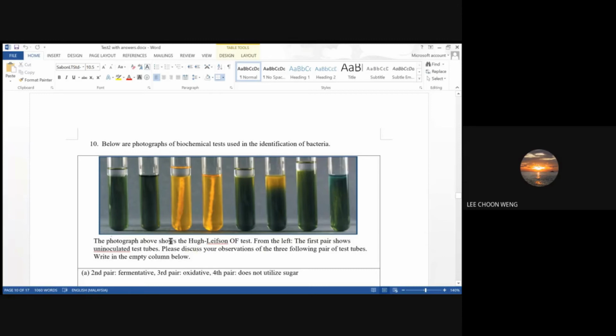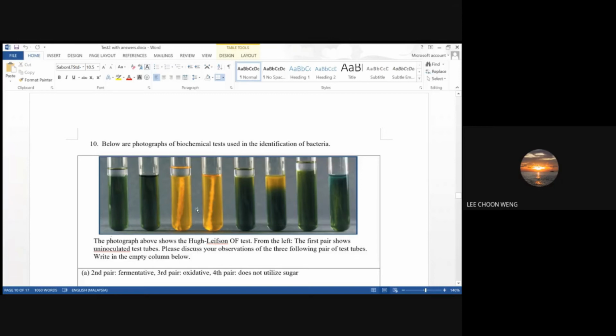Okay, so the first pair is your control, uninoculated test tubes. So this is your first pair, your reference pair, so that you can compare whatever difference you see here against this. You can see that there is a layer of oil. Usually we use paraffin oil, a layer on it, to reduce the oxygen supply and promote fermentation processes.